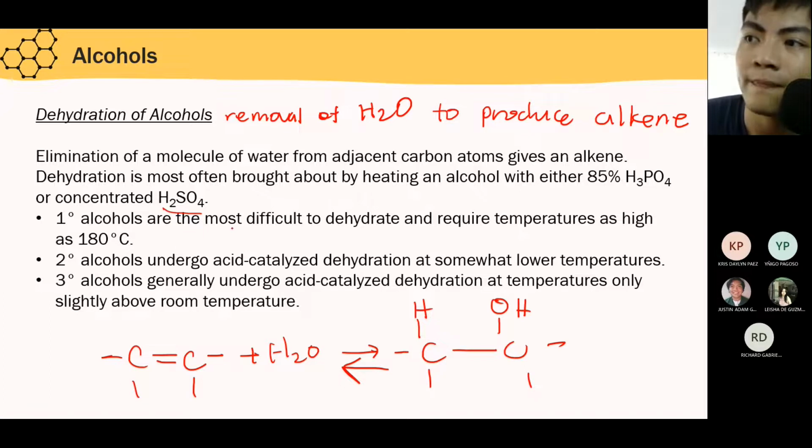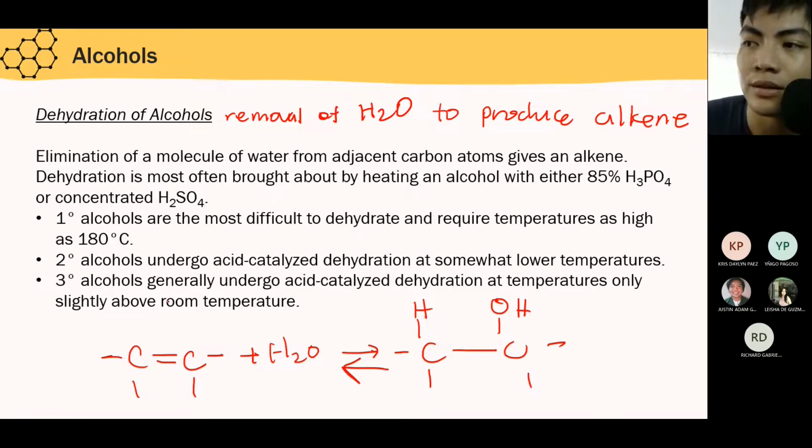Okay? So, basahin natin yung mga sinabi dito. For primary alcohol, sila yung pinakamahirap i-dehydrate. Okay? Pag secondary, okay lang yung dehydration niya. Pag tertiary, mas madali yung dehydration. Okay? So, yun yung trend niya. So, kapag primary alcohol, mahirap i-dehydrate. Pero yung secondary and tertiary, madali lang. Okay? So, basta ang idea, kapag dehydration, that's the removal of H2O to produce an alkene.